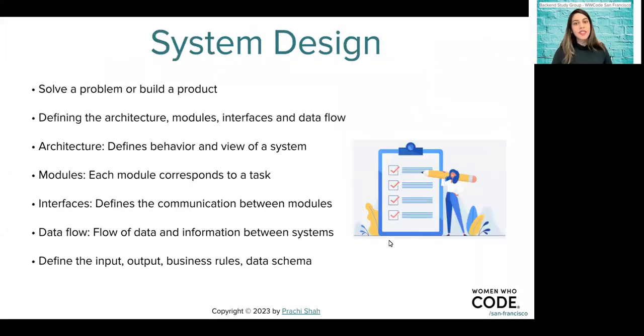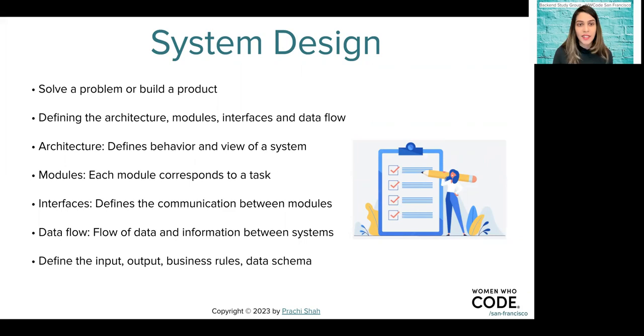System design. So let us understand what system design is first, right? Basically, you want to design a system to solve a problem that exists or build a new product or a new feature, right? So in system design, what we are trying to do is define an overall architecture. We are trying to define what the modules are, what the interfaces will look like, and what the flow of data is through the entire system.